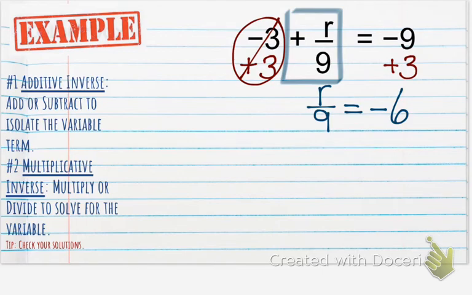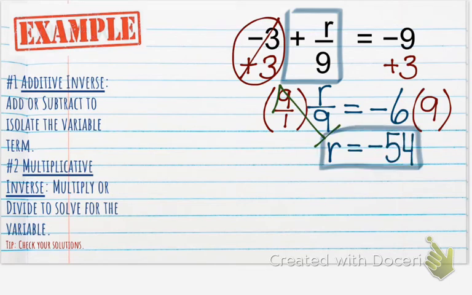What's the opposite of dividing by a 9? If you answered multiplying by 9, I agree with you. We're going to multiply both sides by a 9. Notice how the steps are the same as before. So what do we get? We get 1r equals negative 6 times 9. Now we have a negative times a positive. Therefore, it equals a negative. And we get negative 54.